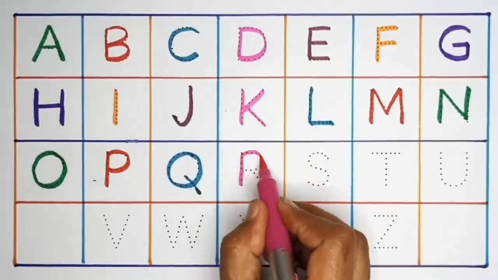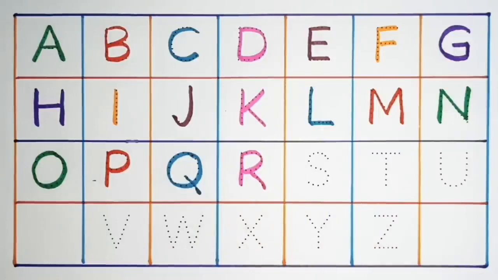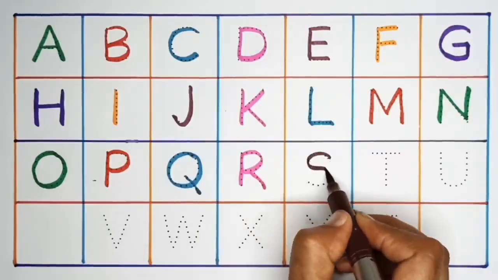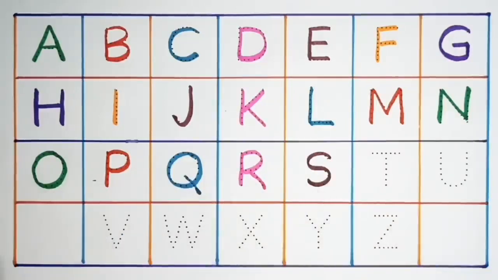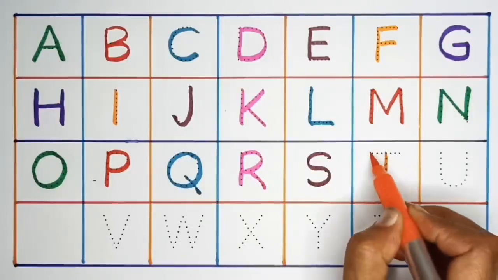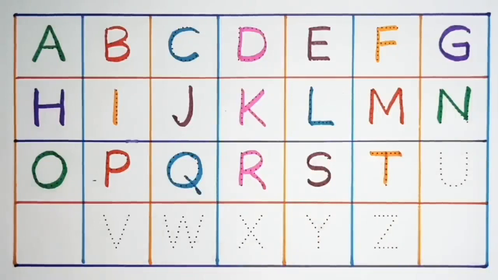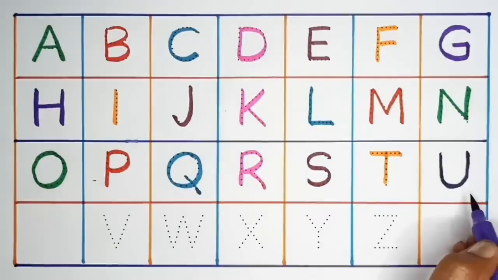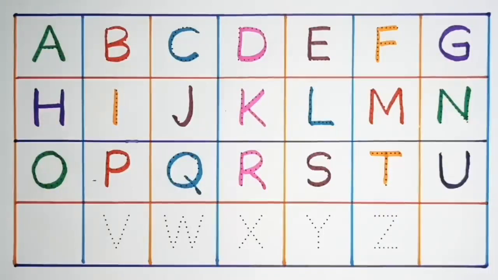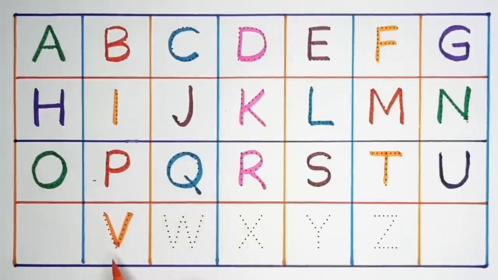R, R for rabbit. R. S, S for sheep. S. T, T for tree. T. U for umbrella, U. V for van, V.